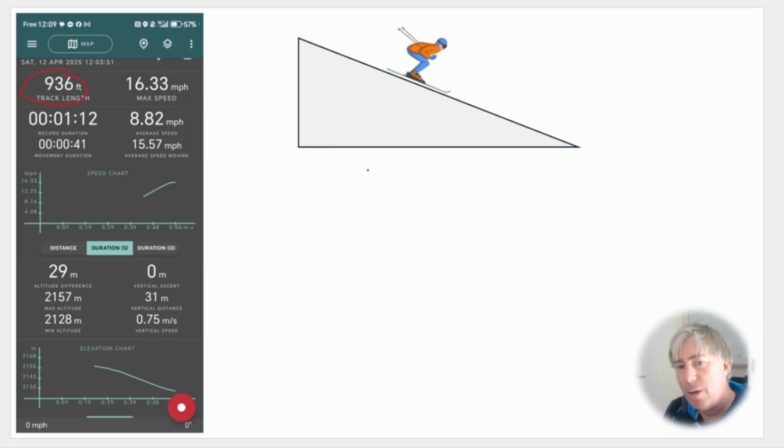Obviously being in feet is not ideal, so S I'm going to put as 936 feet. Well, if you just do a rough estimate of about 3 feet per metre, it's roughly equal to 300 metres. Okay, so there's our distance.